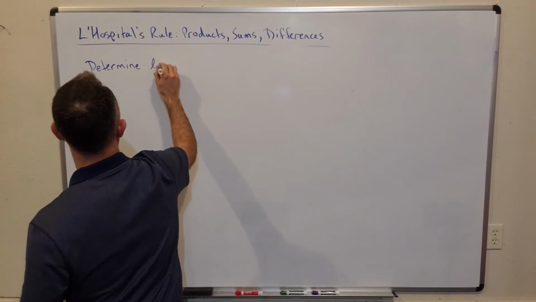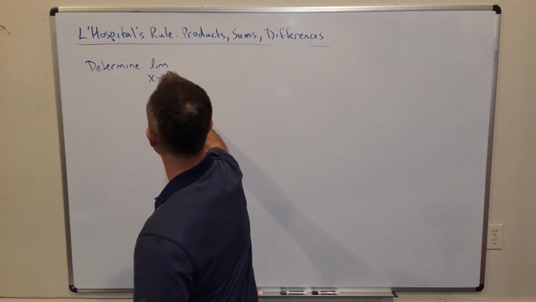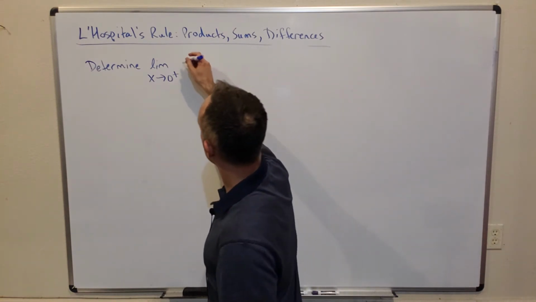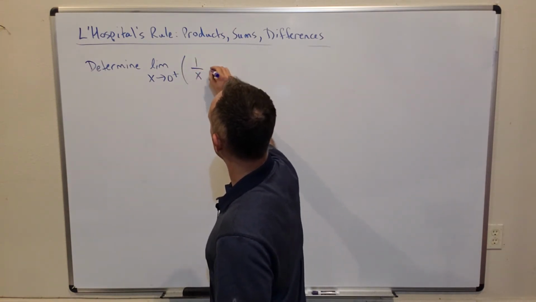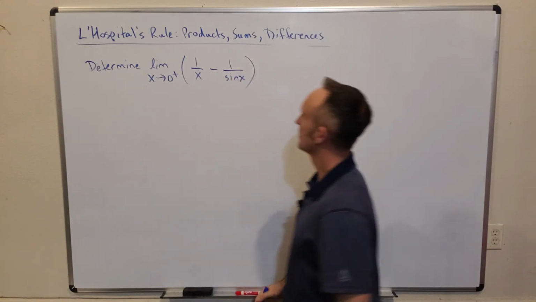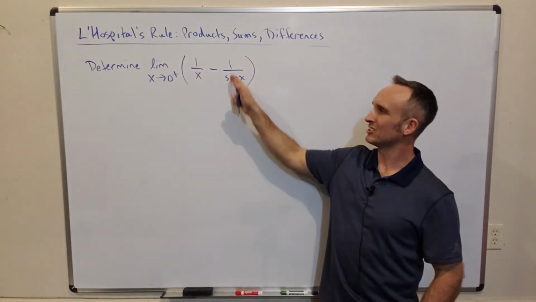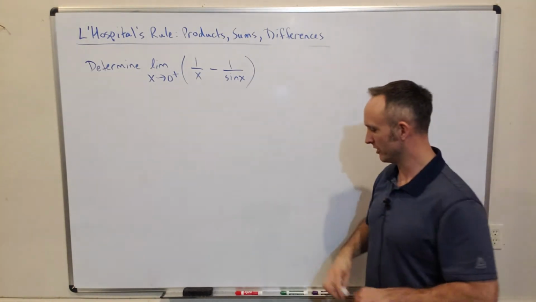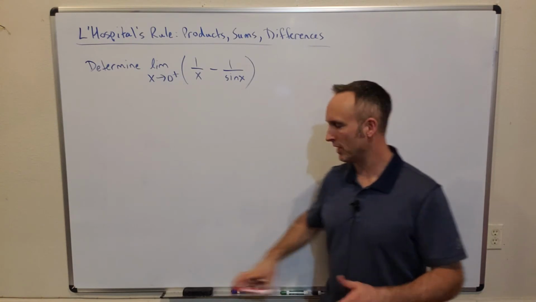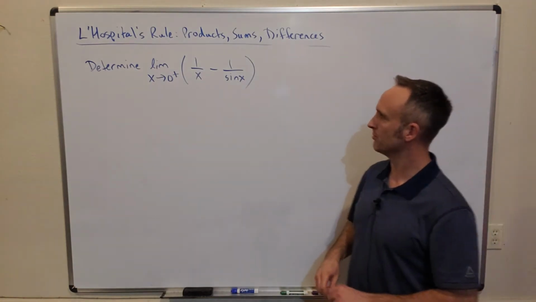Determine the limit as x approaches 0 from the right of 1 over x minus 1 over sine x. And of course, 1 over sine x is cosecant of x. It could have been written that way as well. So we need to investigate this limit. And so you always start by trying direct substitution.